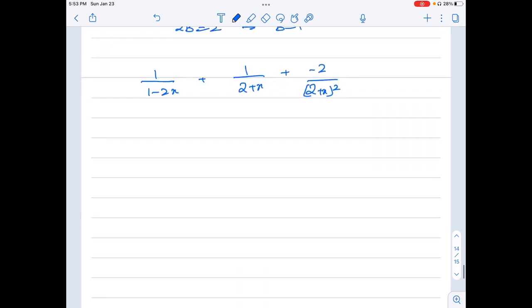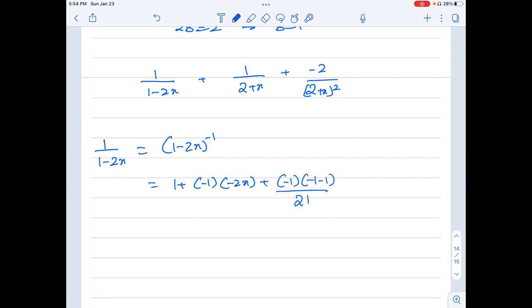So we have to expand all the three. I take first 1 upon 1 minus 2x. So it is 1 minus 2x whole to the power of negative 1. So 1 plus nx, then n into n minus 1 upon 2 factorial x square. So it becomes 1 plus 2x. Then you simplify it out, 2 gets cancelled, minus gets cancelled, so it becomes 4x square and so on.